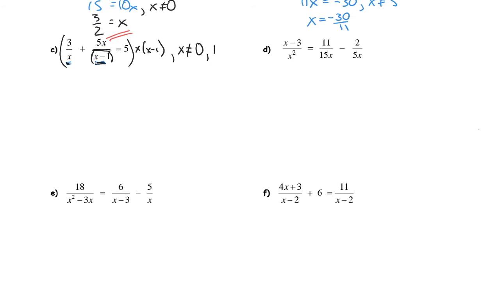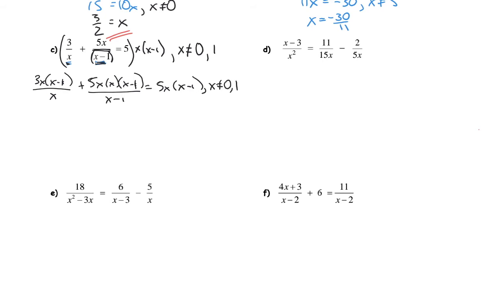Now, if we multiply through by that x minus 1, we get 3x times (x minus 1), and this is all over x. We just multiply the numerator, then 5x times (x minus 1) over (x minus 1) is equal to 5x times (x minus 1). And again, we have to state here that x can't be 0 or 1.